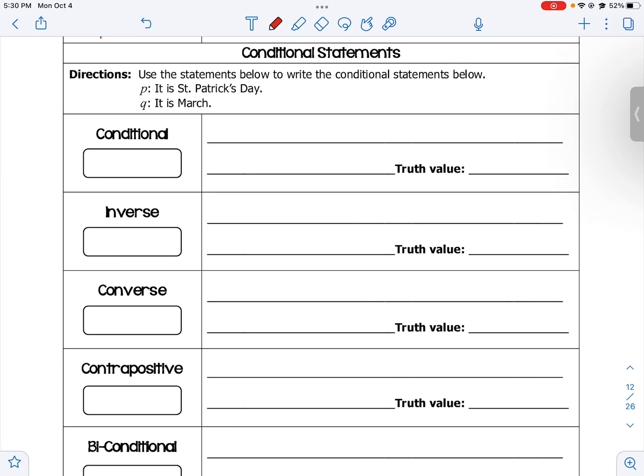Now let's look at the conditional sum up. Use the statements below to write the conditional statements below and determine their truth value. P, it's St. Patrick's Day. Q, it is March. The conditional is P, then Q. If it is St. Patrick's Day, then it is March. Yeah, that is true. Can't think of a counterexample. If it's St. Patty's Day, boom, boom, it's March.